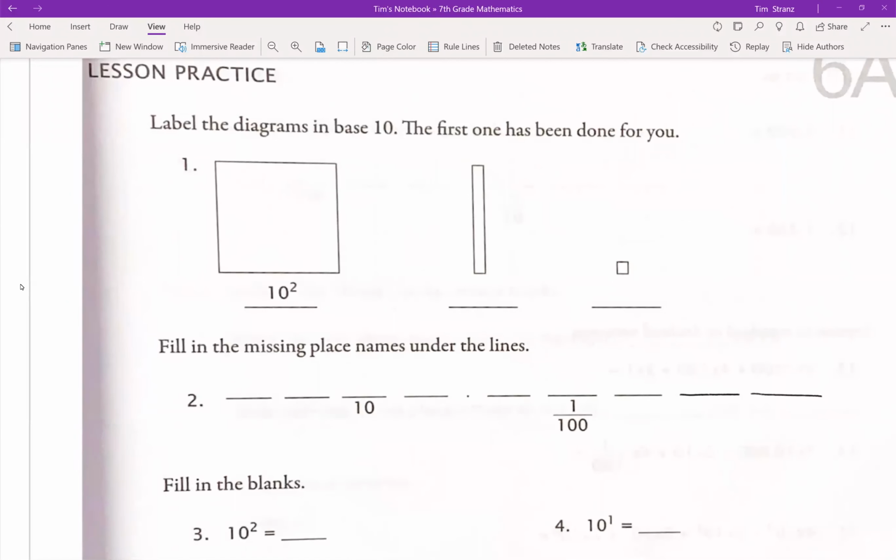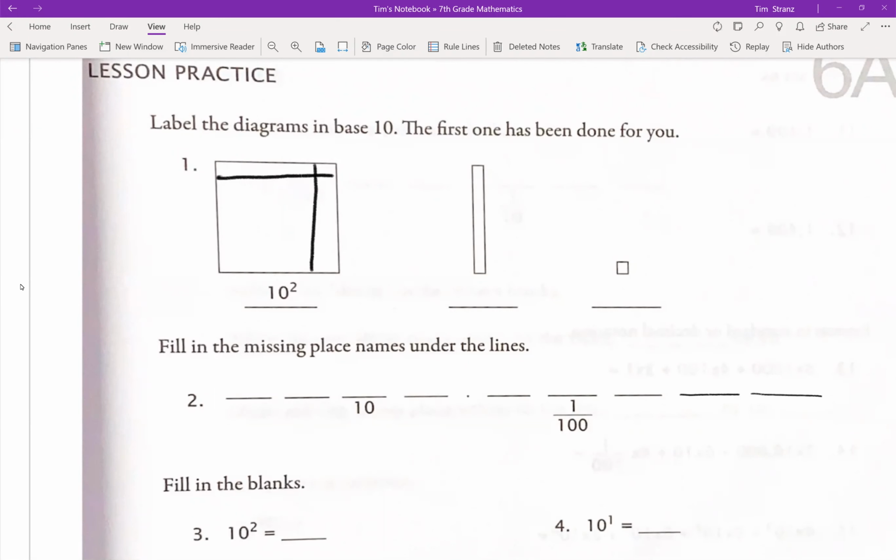Okay, so 10 squared, right? So imagine that there were 100 blocks, just like we did in the last lesson. So 10 squared. So that is 10, right? If there's 10 going across, there's 10 down, that would be 10 squared.